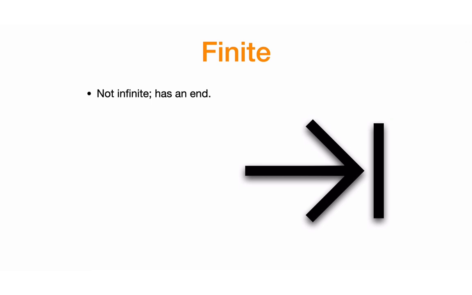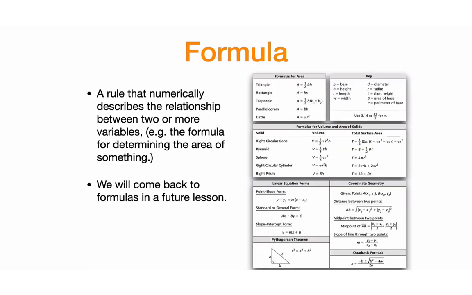Finite, not infinite, has an end. Formula, a rule that numerically describes the relationship between two or more variables, e.g., the formula for determining the area of something. We will come back to formulas in a future lesson.